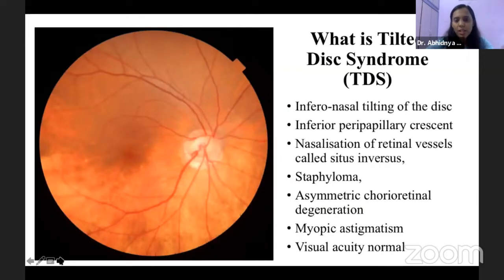A brief introduction. It is a clinical syndrome where a patient usually presents with a normal visual acuity with a refractive error, especially myopic astigmatism. In these cases, what we have is inferior nasal tilting of the disc, there is inferior peripapillary crescent, and there is irregular orientation or nasalization of the retinal vessels, which is called a situs inversus. Also, there is asymmetric chorioretinal degeneration, that is, the superior and inferior part have different amount of degeneration. And these cases usually have shallow staphylomas prominently in the inferior nasal area.